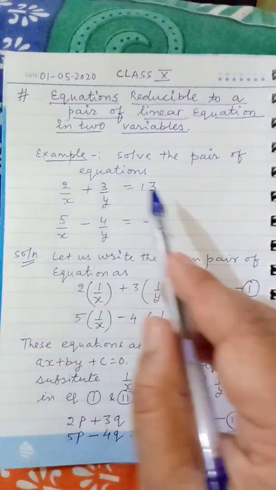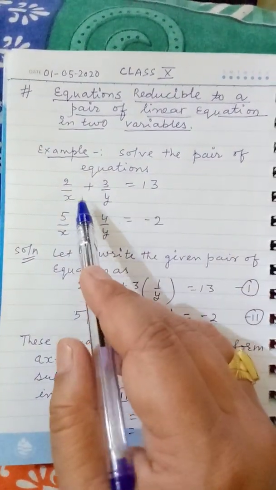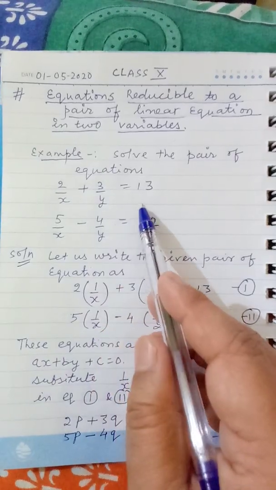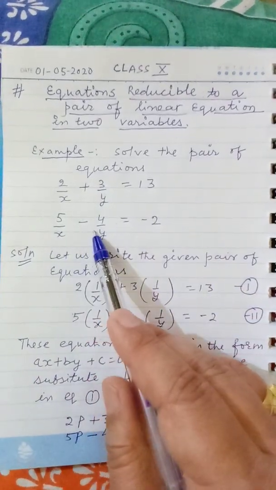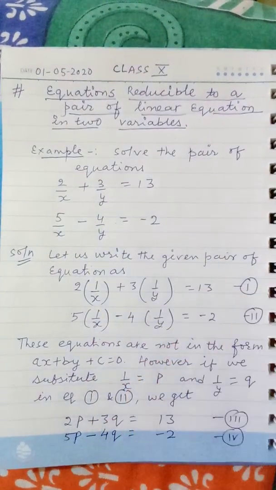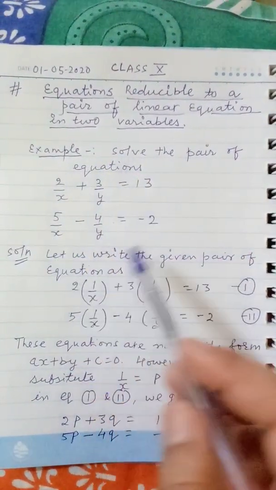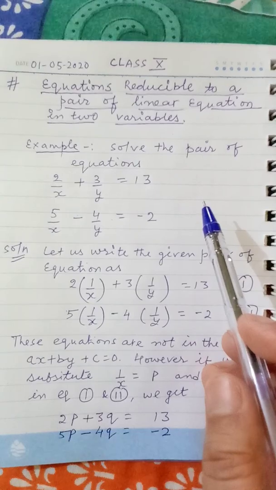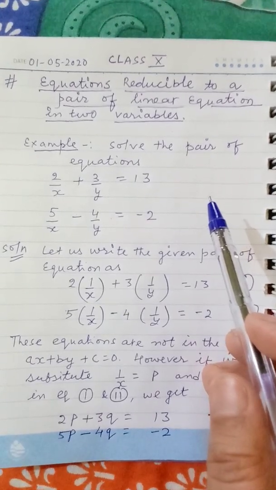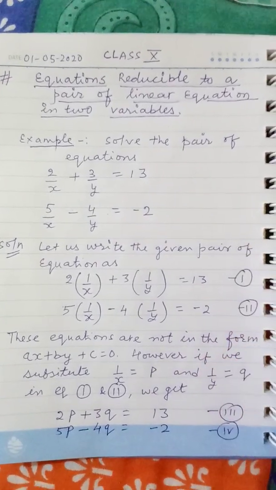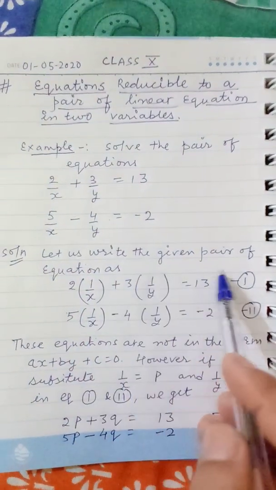Suppose this example is there. Solve the pair of linear equations 2/x + 3/y = 13, 5/x - 4/y = -2. Now this equation is not of the general form of a linear equation, that is ax + by + c = 0. So we will write this equation like this.